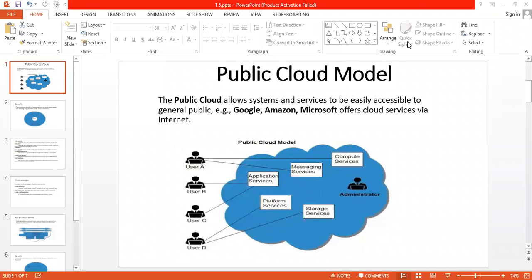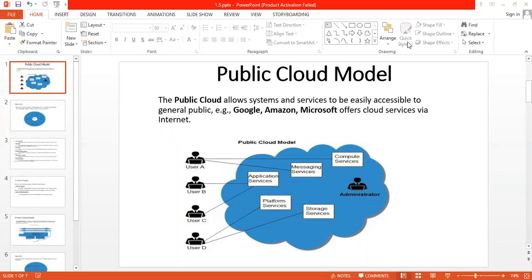Hello everyone. In this lecture, we will see two cloud models. Basically, there are four different deployment models of cloud, in which first is public cloud, second is private cloud, third one is hybrid cloud, and last is community cloud. In this lecture, we will see the first two types of cloud model.